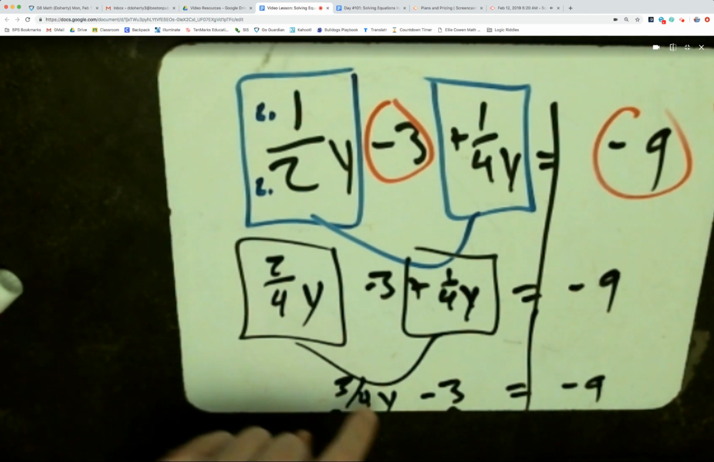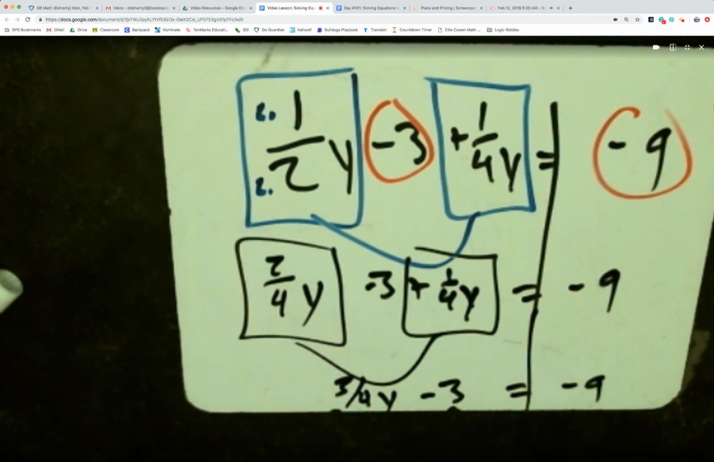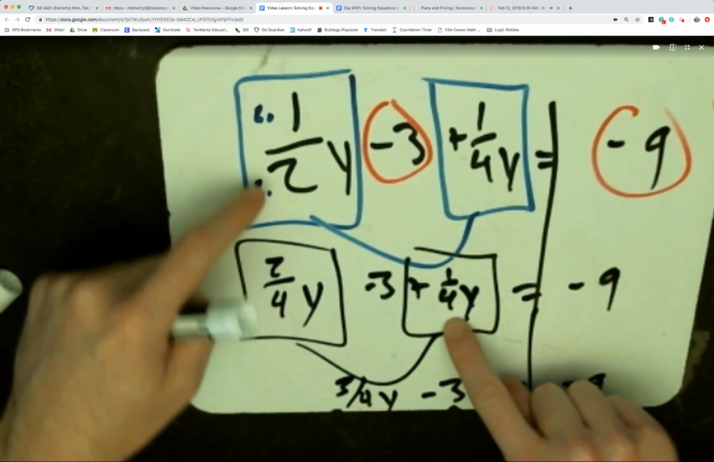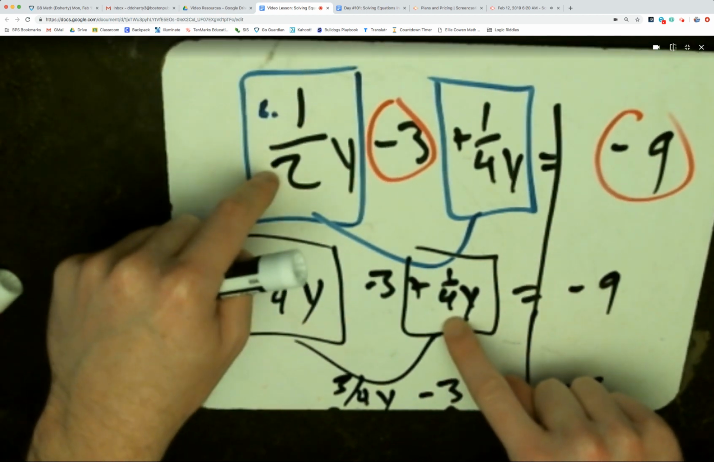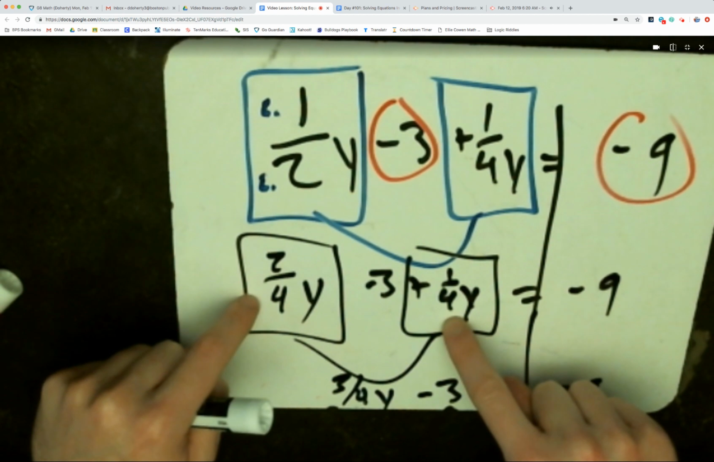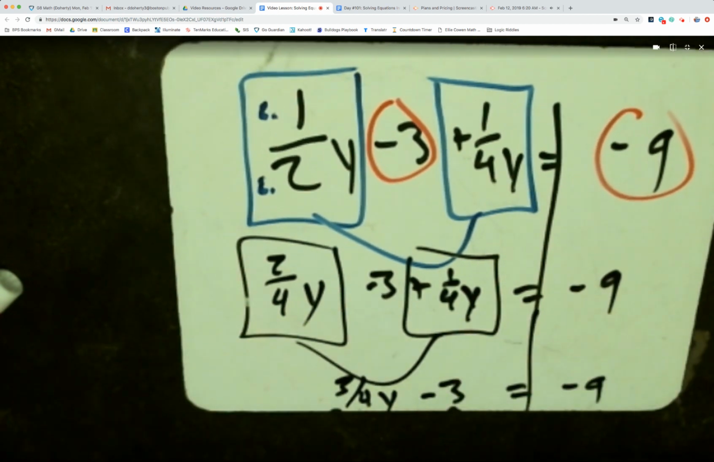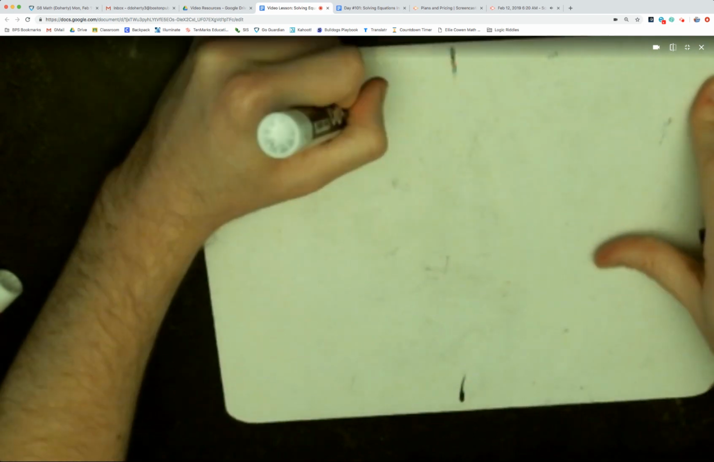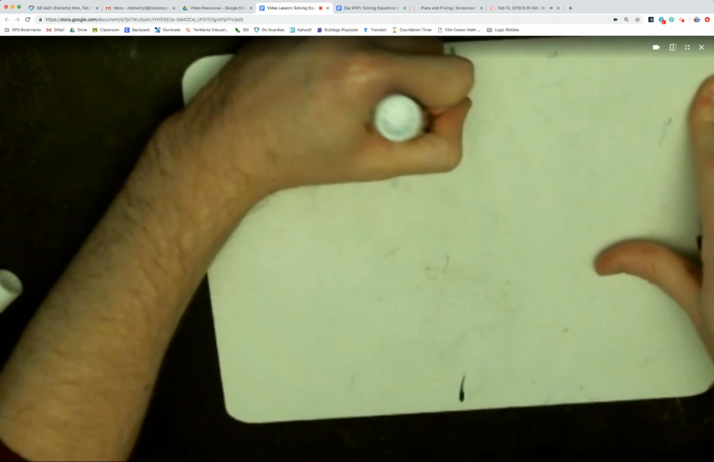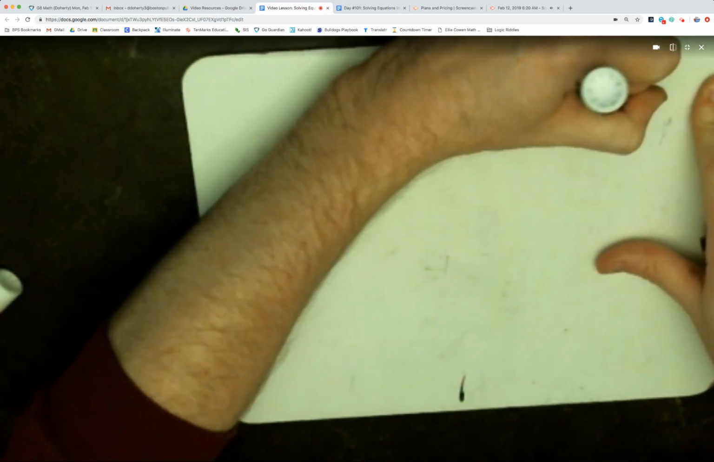We got to 3/4 y minus 3 equals -9. Again, that's what happens when we switch to the same denominator by changing 1/2 y to its equivalent version, 2/4 y. Then we combine those like terms, 3/4 y minus 3 equals -9. So we'll put that onto the top of a new whiteboard: 3/4 y minus 3 equals -9.